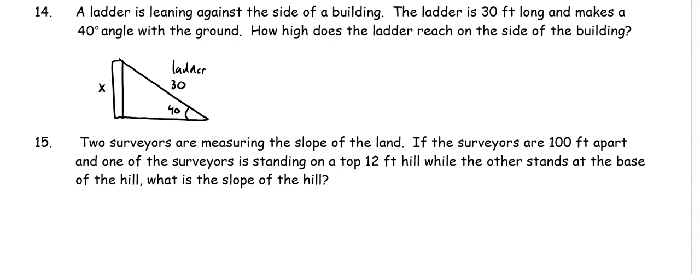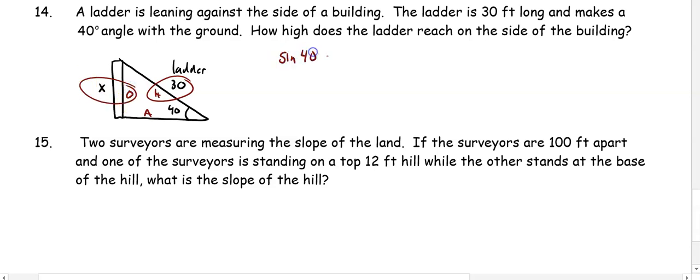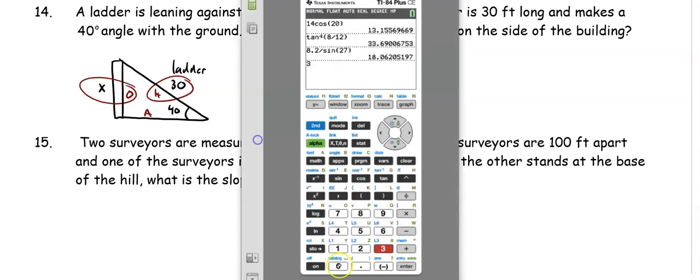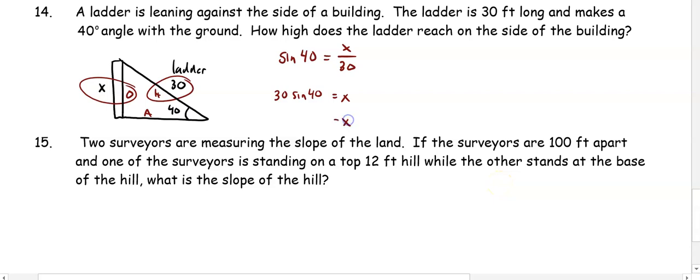When we label our information, then we have opposite, adjacent, hypotenuse. So we have information on the opposite and the hypotenuse. So we're going to use sine. The sine of 40 equals x over 30. Because x is on top, we are multiplying. So we have 30 times the sine of 40. So we get 19.3. So that would be 19.3 feet.